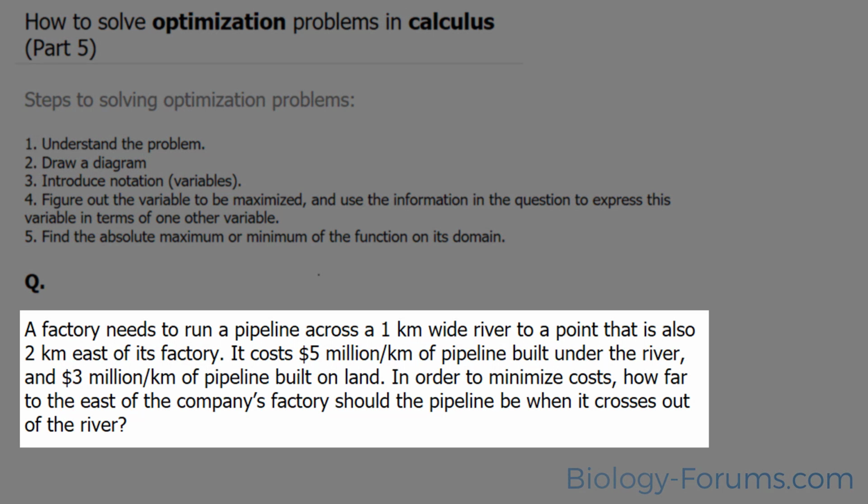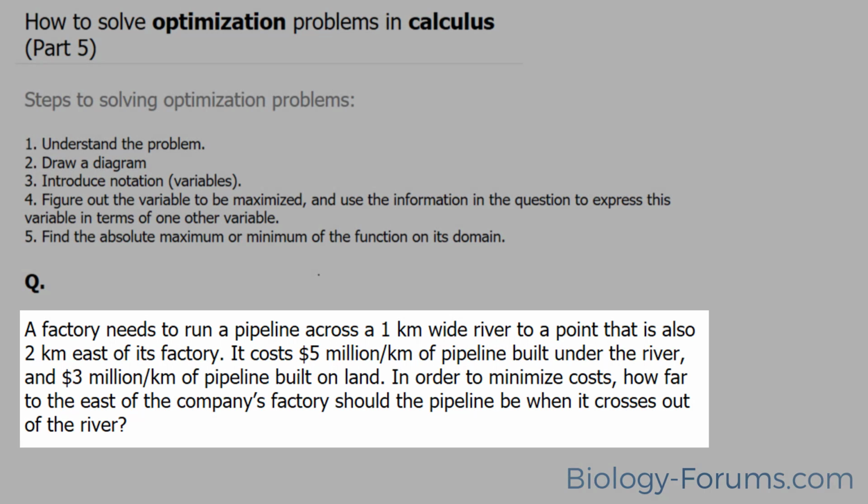The question in this video reads: a factory needs to run a pipeline across a 1 kilometer wide river to a point that is also 2 kilometers east of its factory. It costs $5 million per kilometer of pipeline built under the river and $3 million per kilometer of pipeline built on land. In order to minimize costs, how far to the east of the company's factory should the pipeline be when it crosses out of the river?